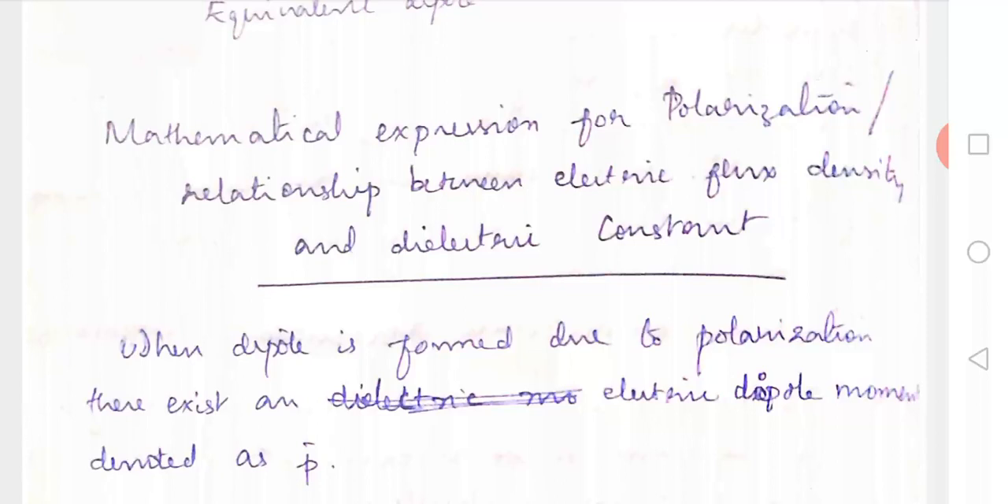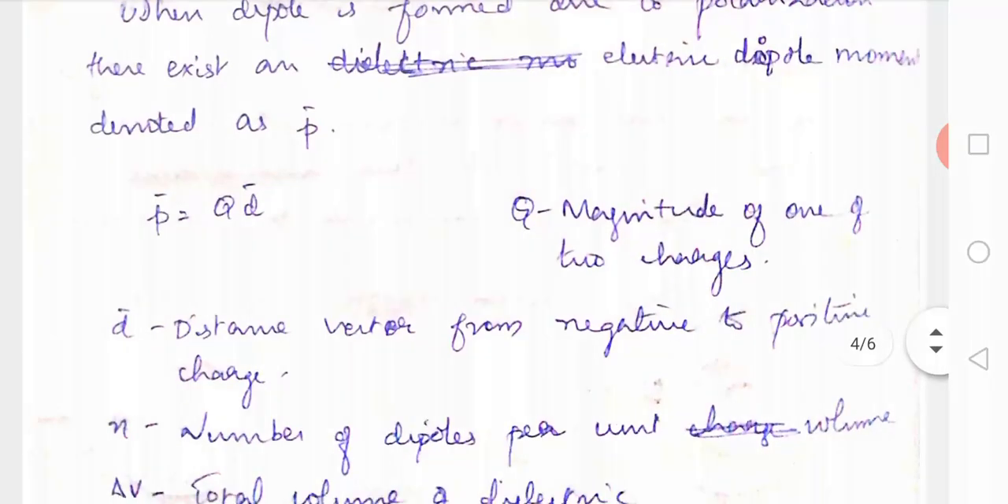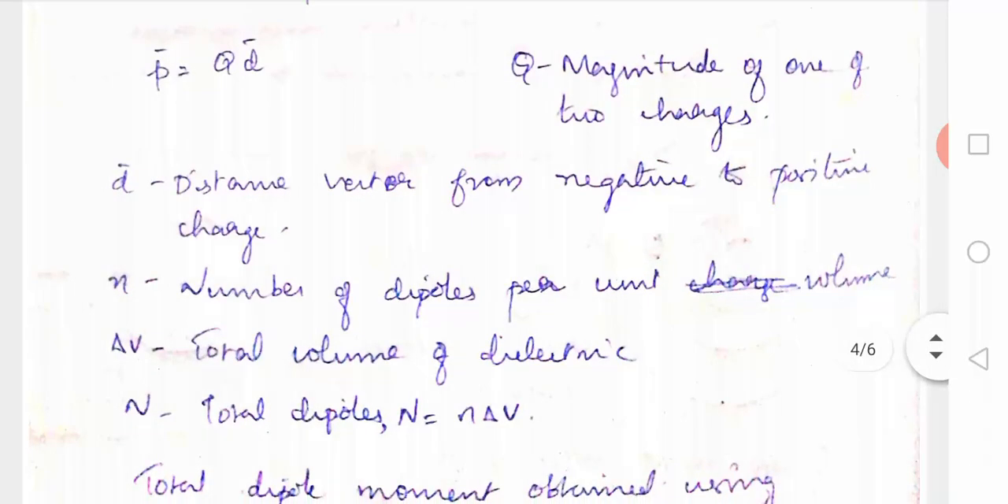When a dipole is formed due to polarization, there exists an electric dipole moment denoted as small p, that is also a vector. And vector p is equal to q vector d. What is q? Magnitude of one of two charges. What is vector d? Vector distance from negative to positive charge. And consider small n is the number of dipoles per unit volume, delta V is the total volume of dielectric, and capital N is the number of dipoles, then capital N is equal to small n delta V.